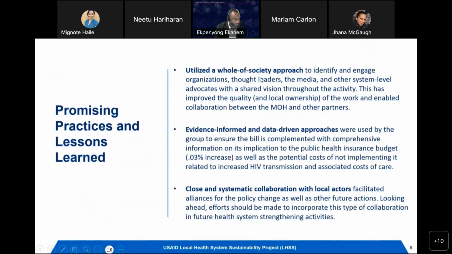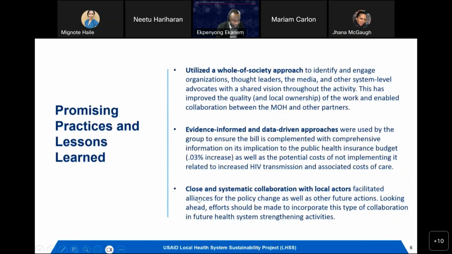We utilized a whole society approach to identify and engage organizations, leaders, the media, and other system advocates with a shared vision throughout the activity. This has improved the quality and local ownership of the work and enabled collaboration. We have worked with evidence-informed and data-driven approaches to support the bill. We have done estimations of the budget that will be needed by the public health insurance. It only represents a 0.03% increase, and we compared this with the cost of not implementing it. So the balance was clearly favoring including the migrants in the insurance.